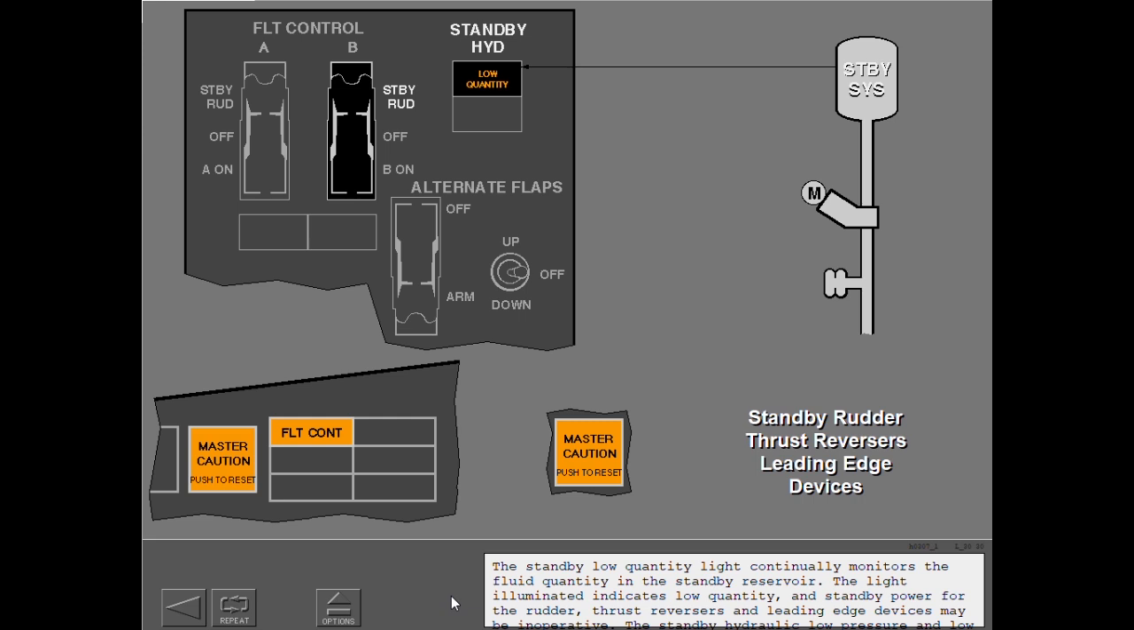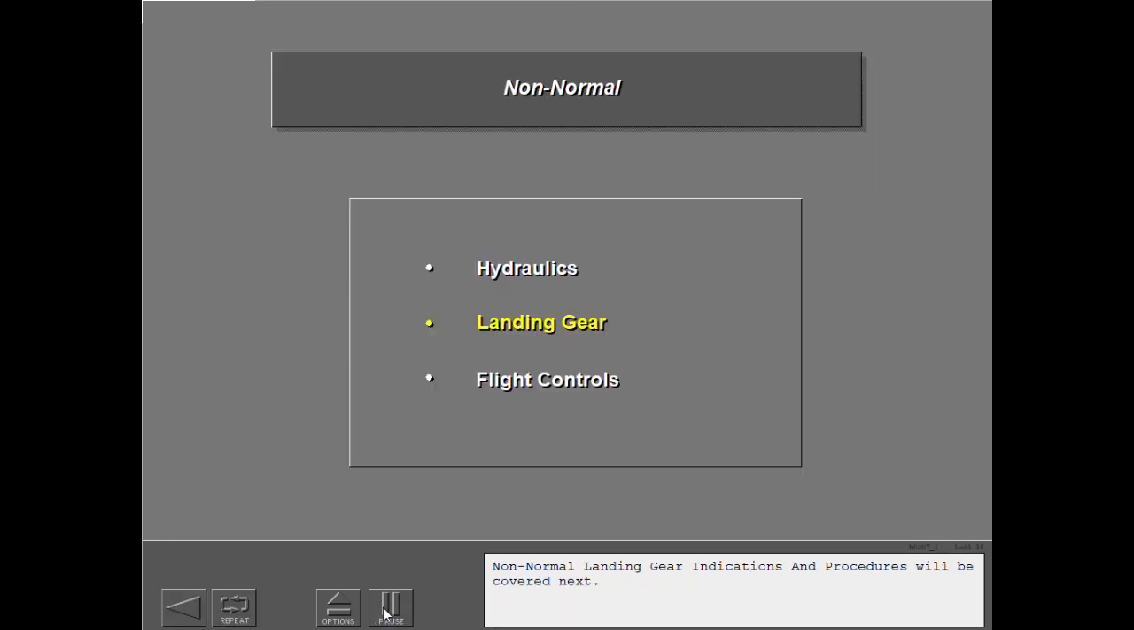The standby hydraulic low pressure and low quantity lights are advisory. No crew action is required. This completes the hydraulic non-normal presentation. Non-normal landing gear indications and procedures will be covered next.